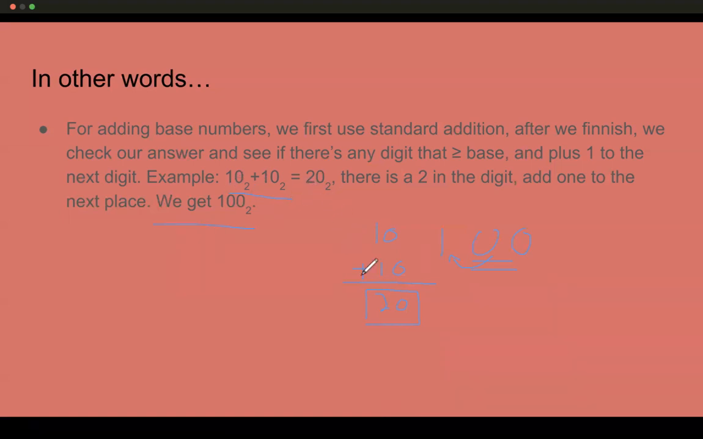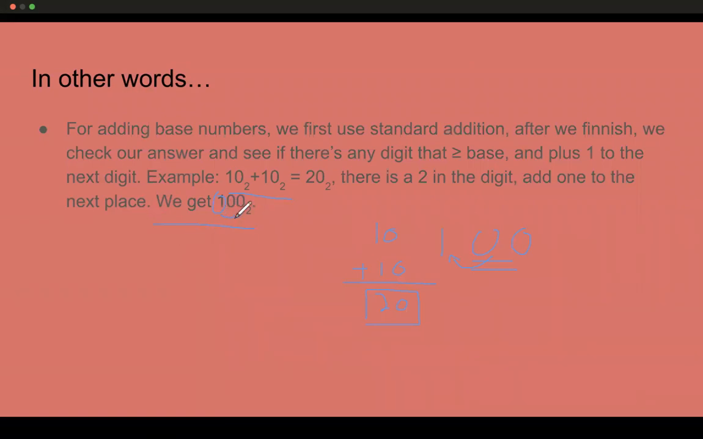Did you guys all catch that, or do you want more explanation? It seems pretty weird, right? Because how the heck does 10 plus 10 equal 100? It's confusing, but think about the 100 not as an actual 100 in base 10, but the 100 in base 2.